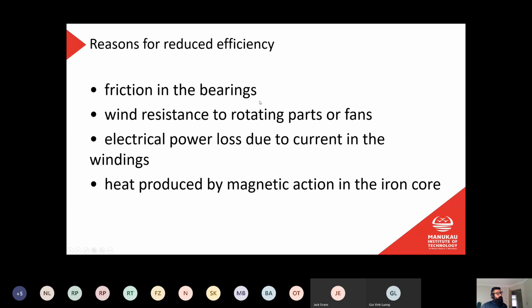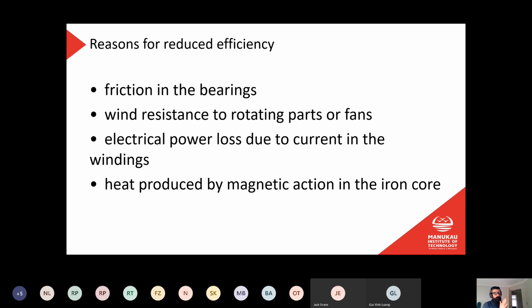Friction in the bearings. Actually, all of these things here are just general reasons why we would have an efficiency of less than 1, why we will never get 100% output from a motor. Friction in the bearings. The bearings hold the rotor of our motor, and as it spins, bearings are pretty frictionless. They're designed to be, but there's always going to be some friction. So that friction is going to slow us down and therefore reduce our efficiency.